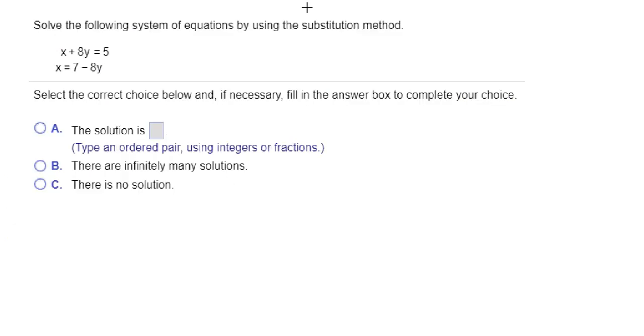We have: solve the following system of equations by using the substitution method. We have x plus 8y equals 5, and we have x equals 7 minus 8y. So you'll notice step 1 is already done for me. The bottom equation is already solved for x, and so we'll skip step 1. We'll use the bottom equation and plug that into the top equation for x.